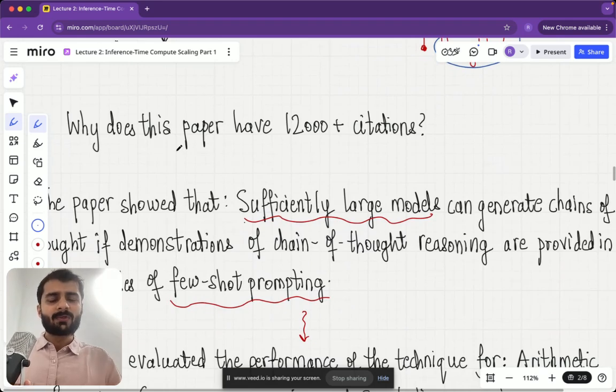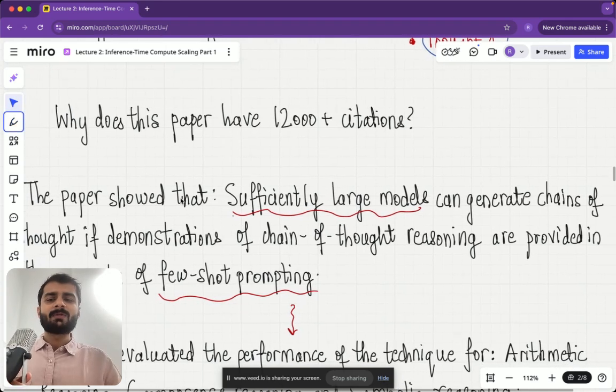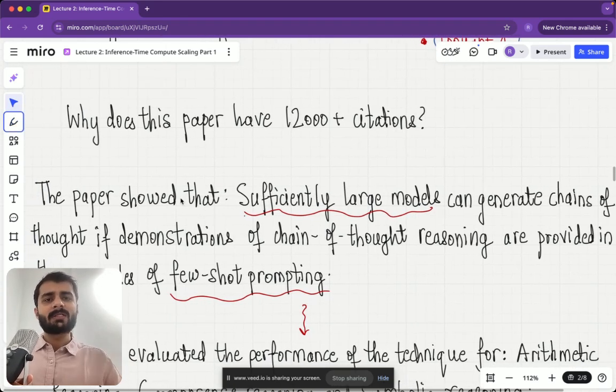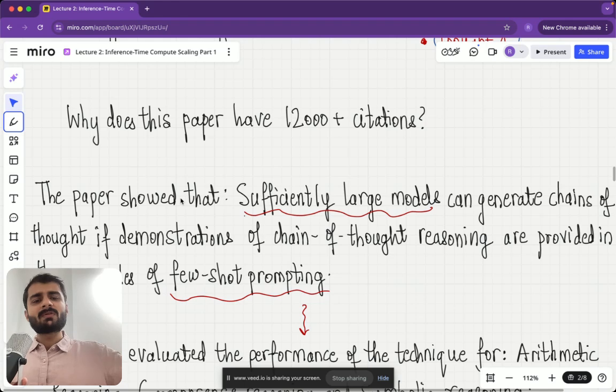So, let's look at the contributions, right? The first contribution is sufficiently large language models. Sufficiently large models can generate chains of thought if demonstrations of chain of thought reasoning are provided in the examples of few shot prompting. So, what does this statement mean?